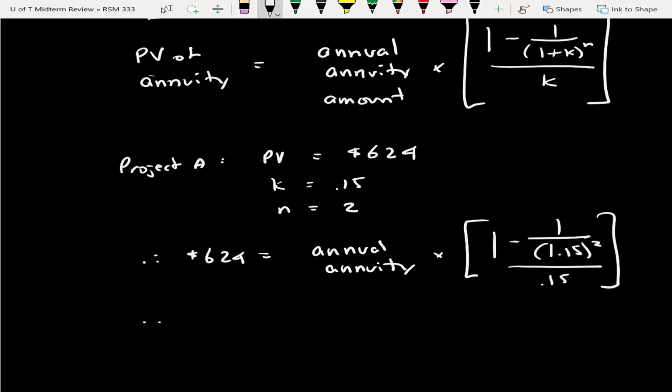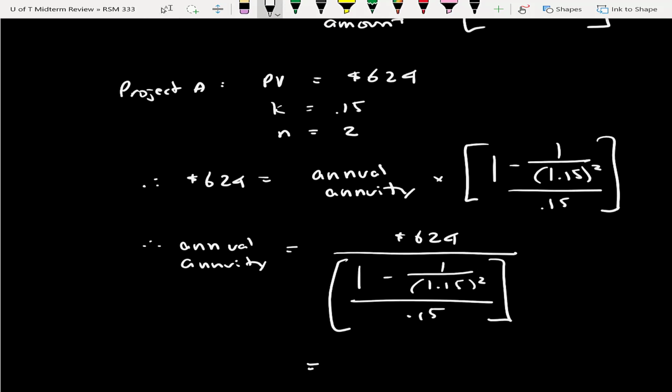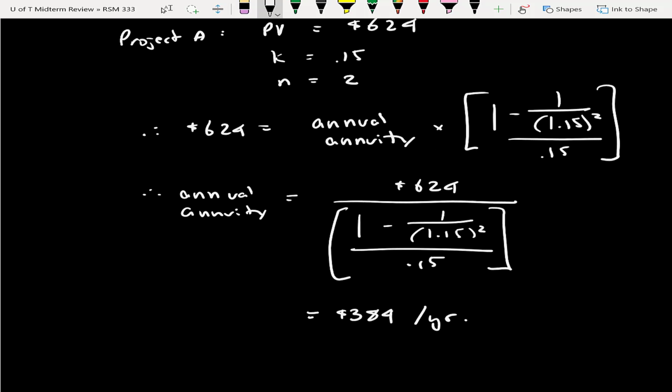And if we rearrange, the annual annuity is going to be the $624 net present value divided by 1 minus 1 over 1.15 to the power of 2, divided by 0.15, all of that in a bracket. So we get the annual annuity amount, in this case, is $384 per year. So that's the equivalent of having an NPV of $384 per year, project A.